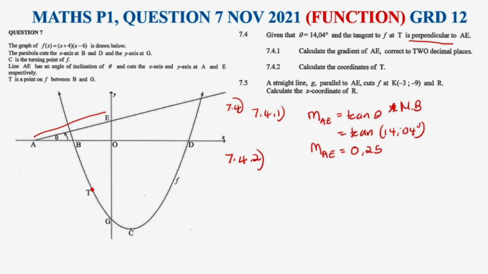So we need to calculate the coordinates of t. In this case, we know that t is perpendicular to AE. So therefore, the gradient of AE multiplied by the gradient of t should give us -1. We know the gradient of AE is 1/4. We need to find mt, so 1/4 times mt equals -1. You need to multiply both sides by 4. Therefore, the gradient of t should give us -4.